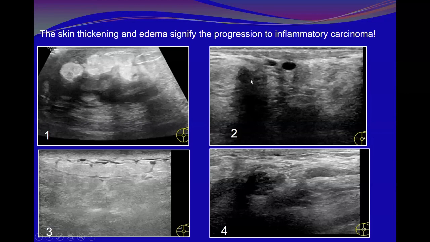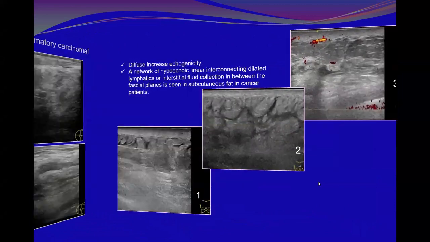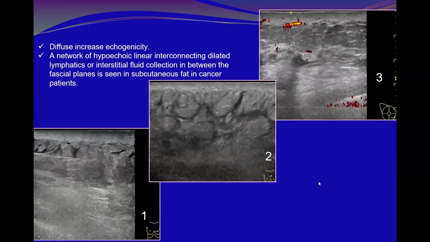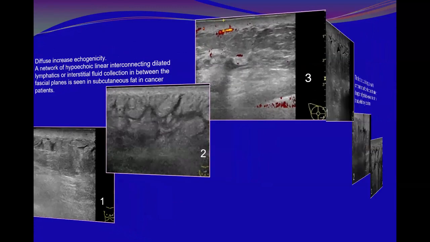Here we can see one example. This is a mass lesion and diffuse edema. And here there are some infiltrations. These are the malignant infiltrations, and the remainder of the surrounding tissue is hyperechoic and swollen due to underlying edema. Three more examples: diffuse edema again. Here predominantly seen is the network of subcutaneous dilated lymphatics and fascial blurring due to interstitial fluid collections.